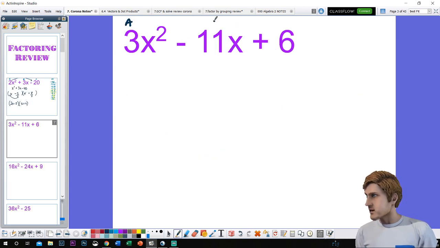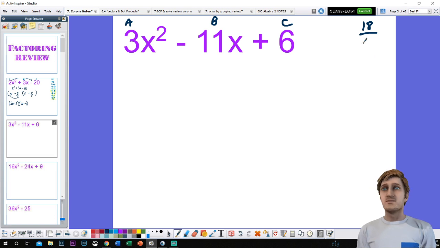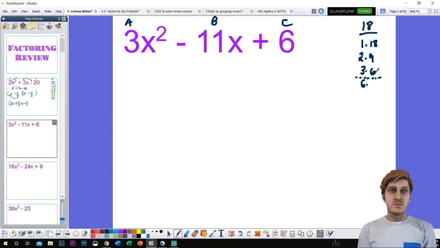Again, we've got A, B, C. We're going to go California. California is C times A. C is 6, A is 3, so that gives me 18. I'm going to do all the factors of 18, so that's going to give me 1 times 18. I have 2 times 9. 3 by 6 works. 4 does not work. 5 does not work. 6 does. Oh, and look, I've repeated a 6. So as soon as I repeat that number here, I'm just going to copy everything in reverse order. So 9 and 2, 18 and 1.